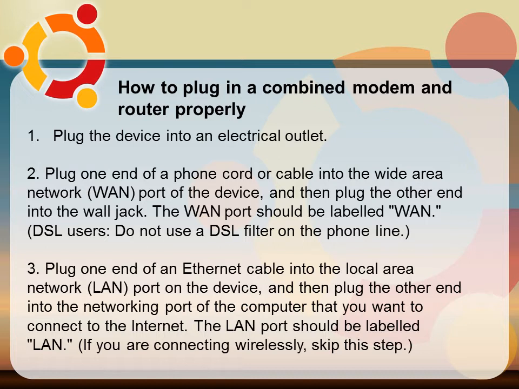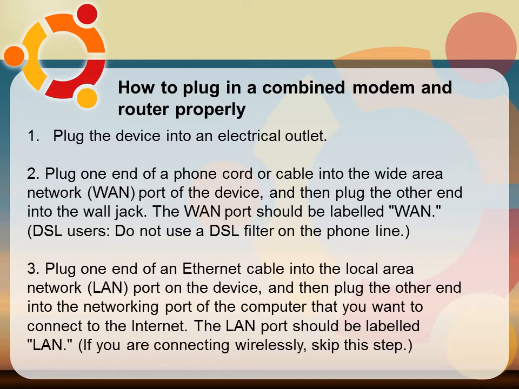Second, you need to plug one end of a phone cord or cable into the wide area network, or the WAN port of the device, and then plug the other end into the wall jack. The WAN port should be labeled. For example, DSL users do not use a DSL filter on the phone line.